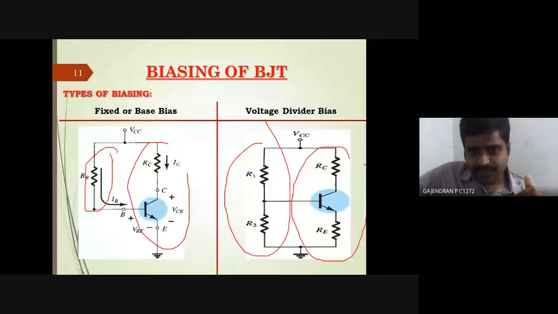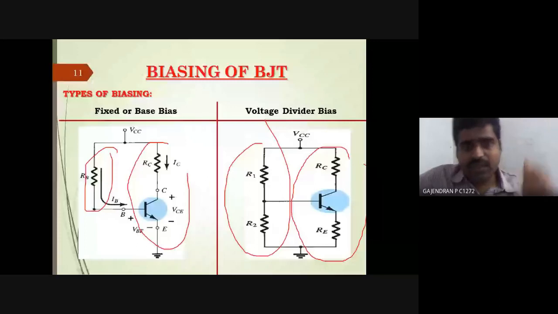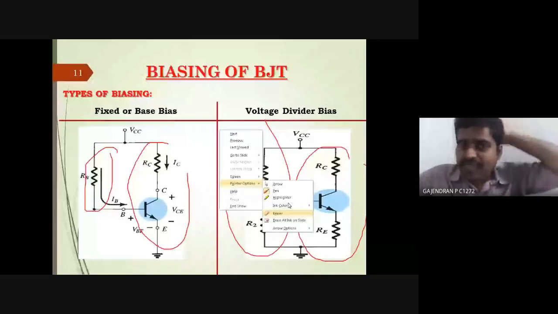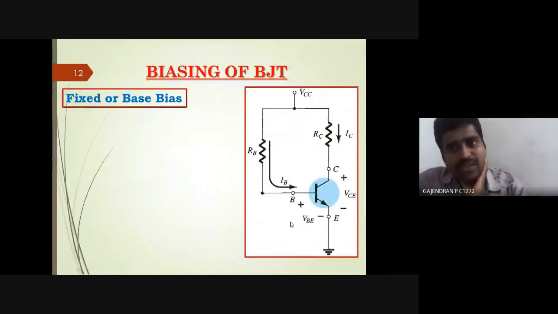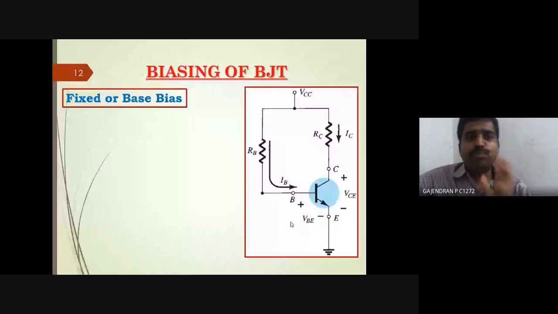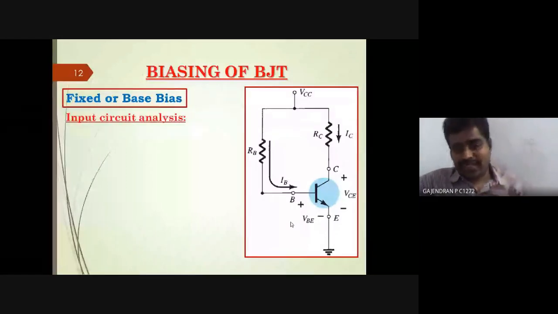Then now shall we start our analysis with the fixed biasing circuit? Fixed biasing circuit. The first one, input circuit analysis. Can anyone tell me which portion is the input circuit?